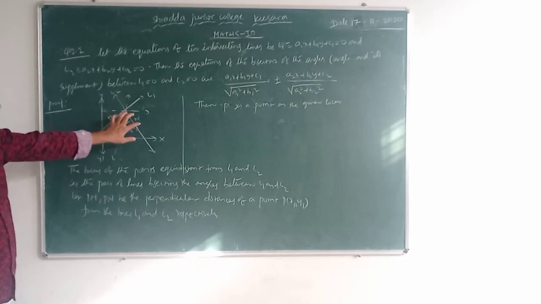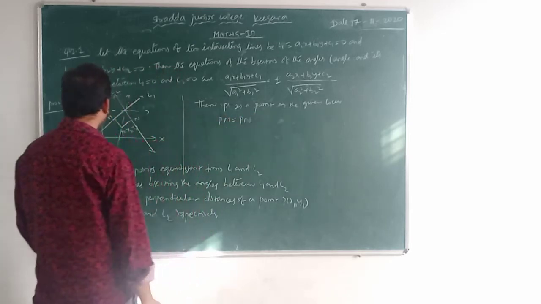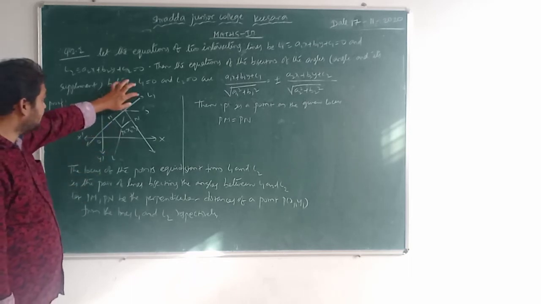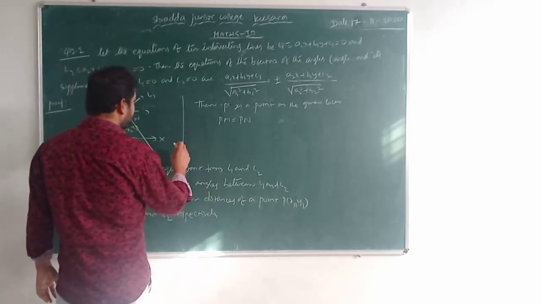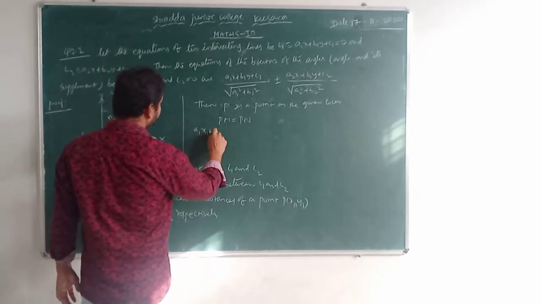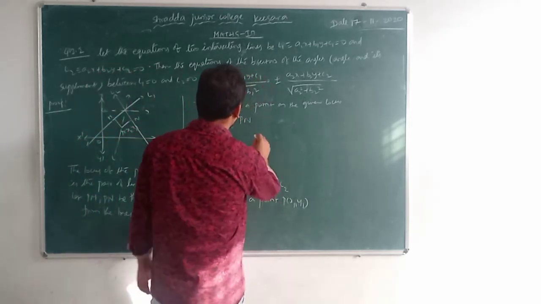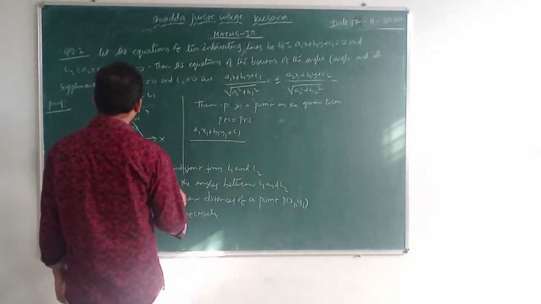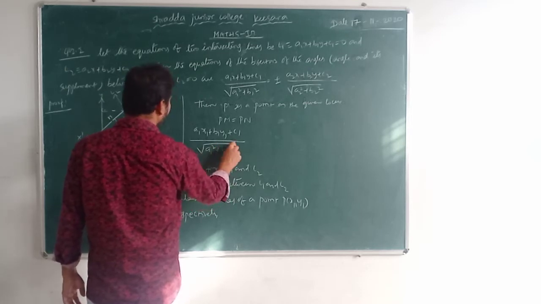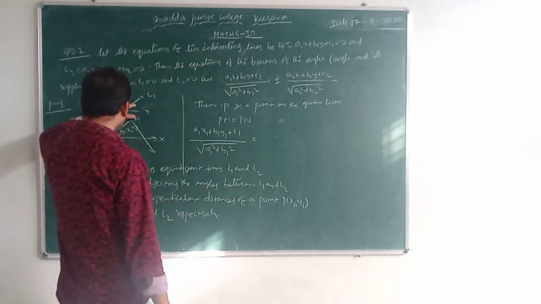Now PM equals what? PM equals PM. What is PM here? The length of the perpendicular distance from the point to line 1. So what we are getting here is the modulus of A1 x1 plus B1 y1 plus C1 by square root of A1 square plus B1 square.